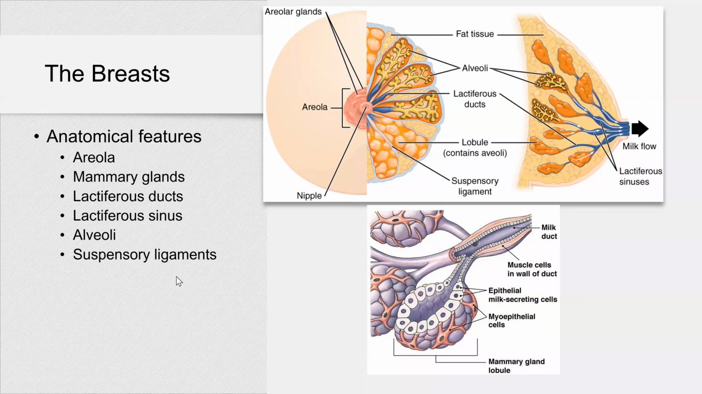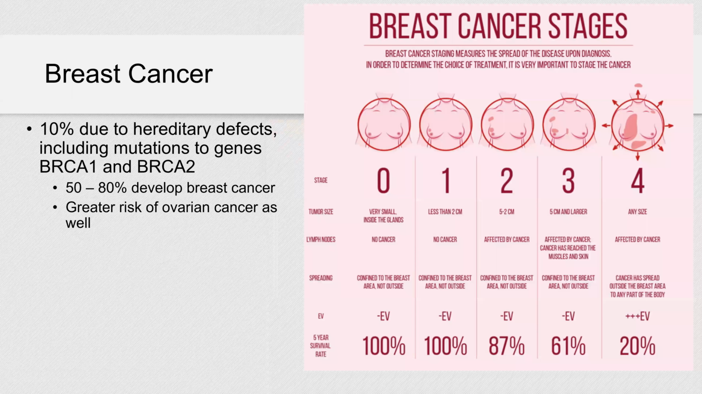Okay, next, breast cancer. 10% is due to hereditary defects, including mutations in the genes BRCA1 and BRCA2. People with those mutations have a 50 to 80% chance of developing breast cancer. If you look at the statistics, 10% of people with breast cancer will have a defect in those genes.